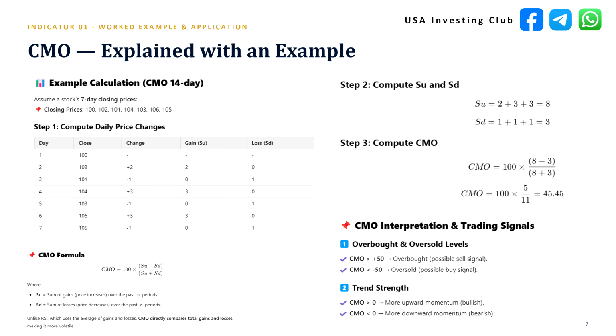Now, turning that number into judgment. Overbought and oversold. CMO above +50 signals overbought, a possible sell signal. CMO below -50 signals oversold, a possible buy signal. Our reading of 45.45 sits just under that overbought line. Strong upward momentum, not yet at the extreme. Trend strength follows the same zero-line logic as everywhere else this week. CMO above 0 means more upward momentum, bullish. CMO below 0 means more downward momentum, bearish.